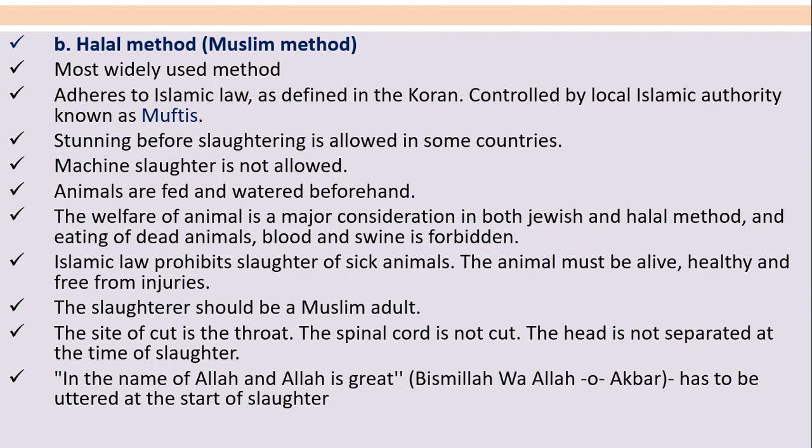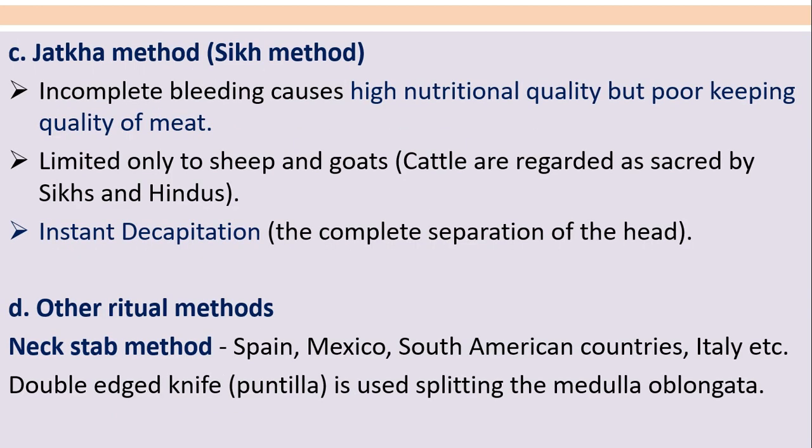In the name of Allah, and Allah is great, Bismillah wa Allah o Akbar, has to be uttered at the start of slaughter. Next one is the Jhatka method. It's a traditional method of Sikhs.